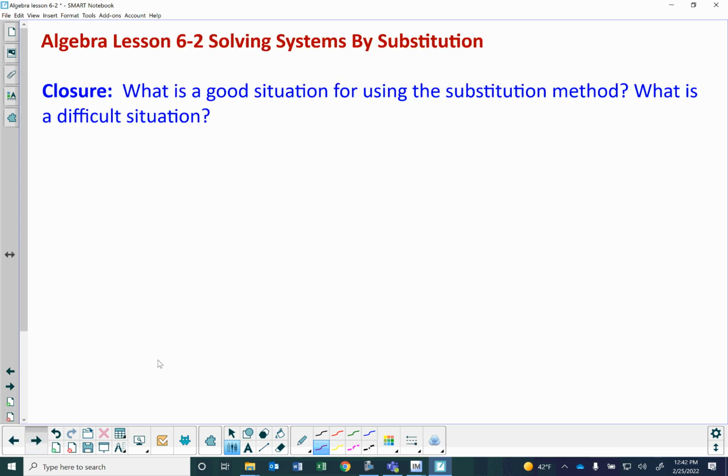All right, our closure question for today. What is a good situation for using the substitution method? What is a difficult situation for using the substitution method? Please answer both of those questions. What is a good setup? In other words, when is it easy to solve by substitution? When is it not quite as easy to solve by substitution? Basically, that's what that question is asking.